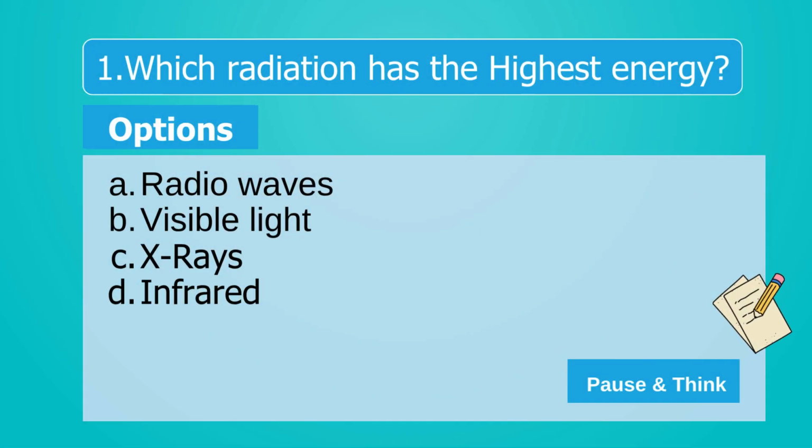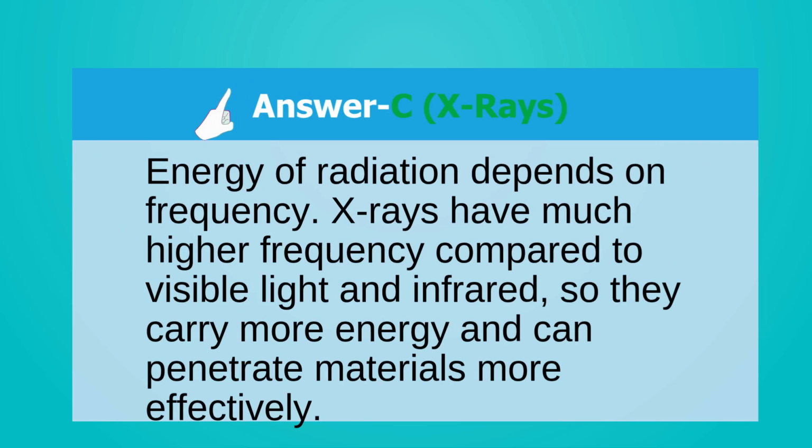Question 1. Which radiation has the highest energy? Option A, radio waves. Option B, visible light. Option C, X-rays. Option D, infrared. Take a few seconds to decide. The correct answer is option C, X-rays.